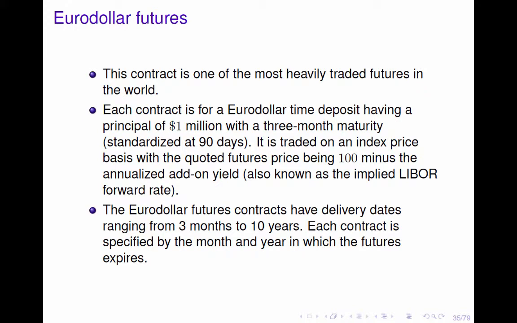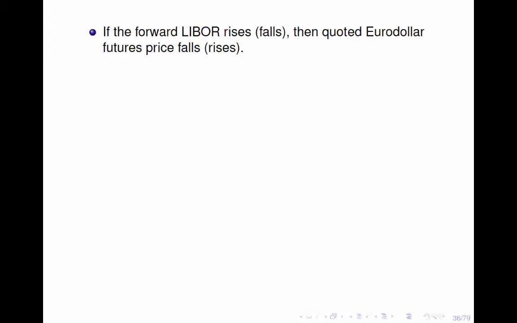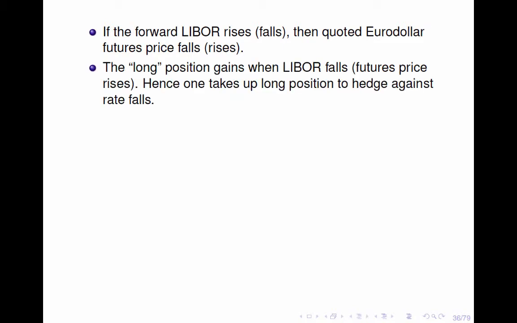The Eurodollar futures contracts have delivery dates ranging from 3 months to 10 years. Each contract is specified by the month and year in which the futures expires. If the forward LIBOR rises, then quoted Eurodollar futures price falls, and vice versa. The long position of the futures contracts gains when the futures price rises, equivalently when LIBOR falls. Hence, one takes up long position to hedge against the rate falls.